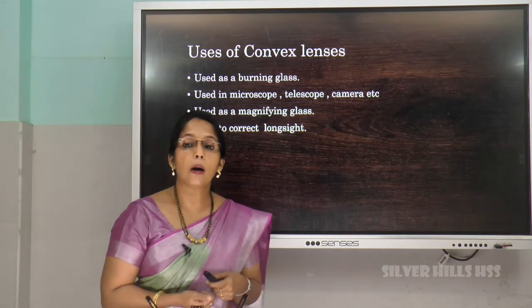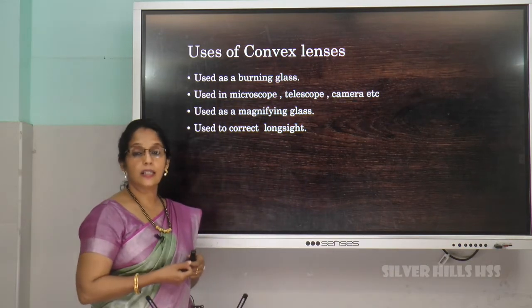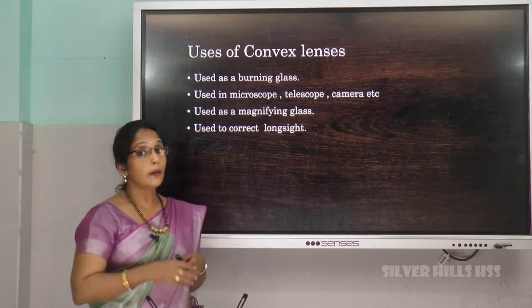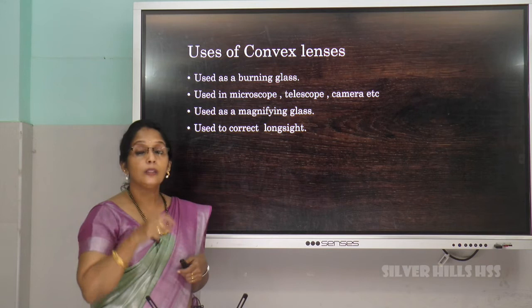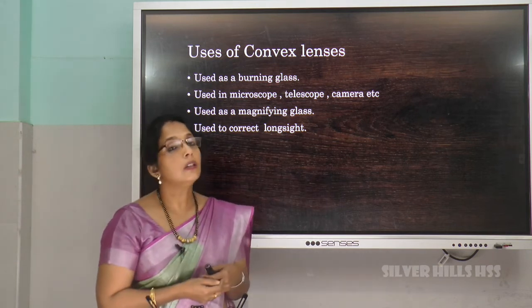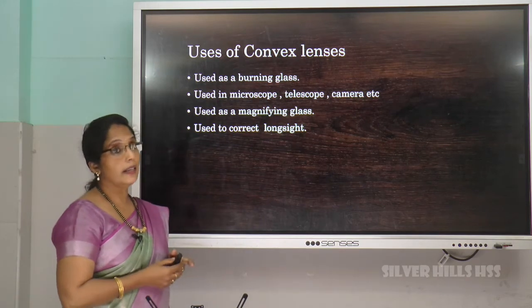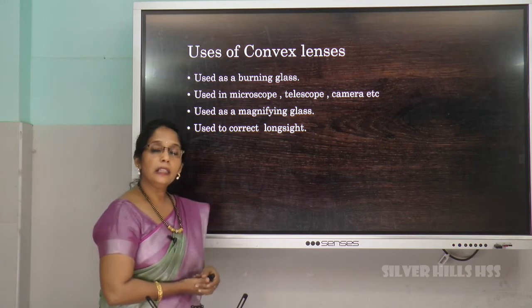You can see palmists observing the hand using convex lens, that is a magnifying glass. And watch repairers will be using one lens. They will be fitting one lens on the eyes to observe minute things inside the watch, screws and all. That is also a convex lens. So we can say it can be used as a magnifying glass.